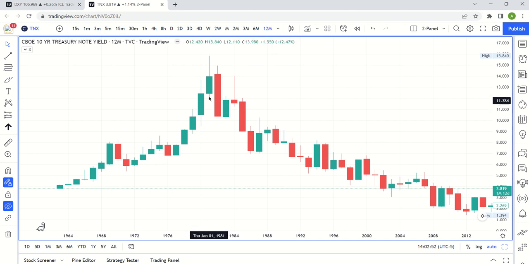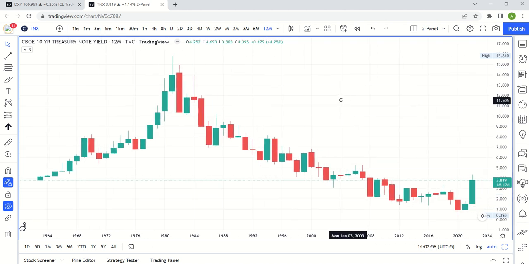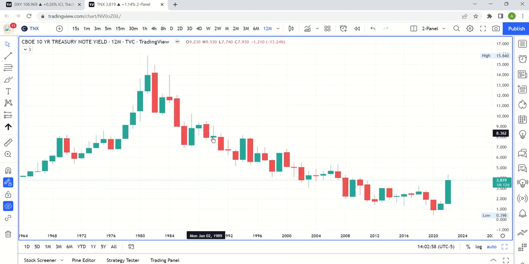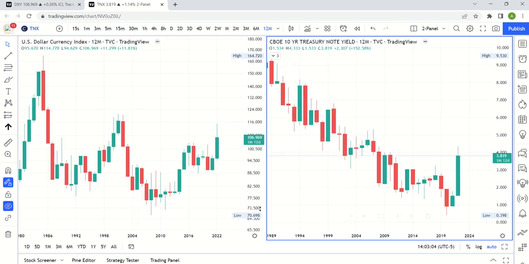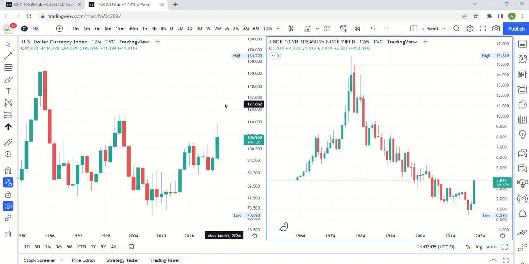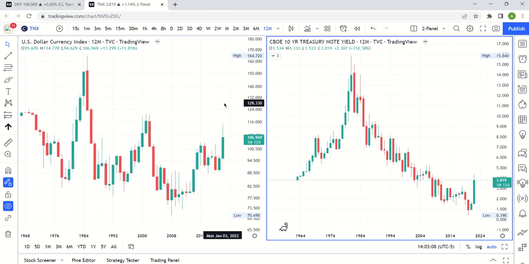I mean, now, this was a really big topping pattern, obviously. And in this case, notice we've been going nothing but lower since. Now, we've been bouncing, making lower highs along the way. But, I mean, it's been just pretty much nothing but downside. But in terms of correlation, it tells you we may not see the two peak at the same time, but it'll be interesting to watch how they kind of correlate.